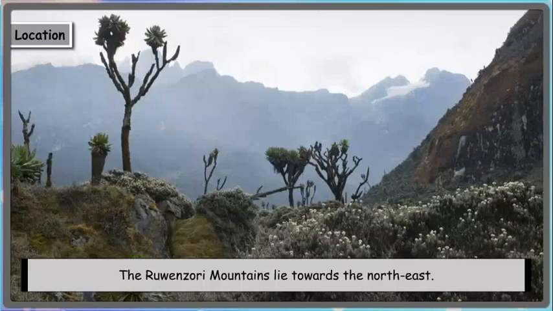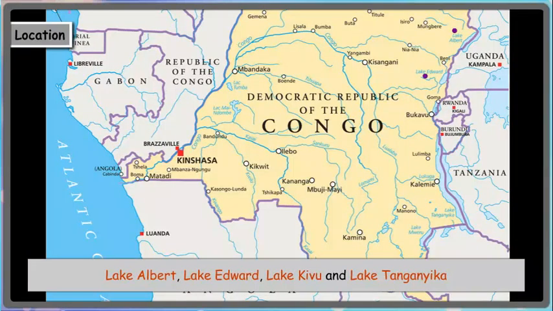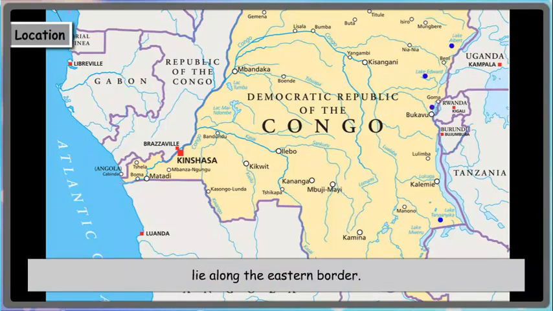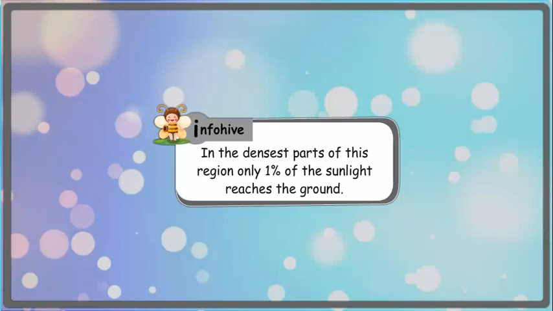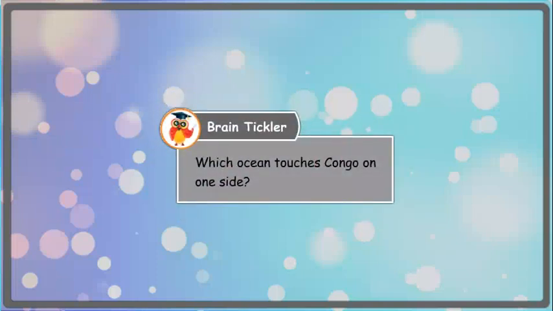The Ruwenzori Mountains lie towards the northeast. Lake Albert, Lake Edward, Lake Kivu, and Lake Tanganyika lie along the eastern border. Info Hive. In the densest parts of the region, only 1% of the sunlight reaches the ground. Brain tickler. Which ocean touches Congo on one side?